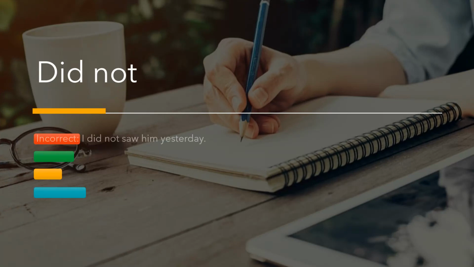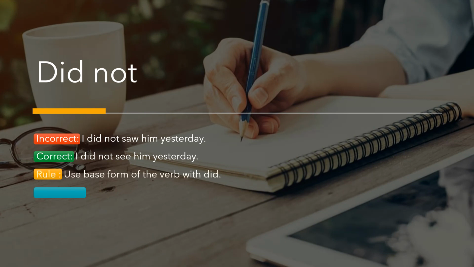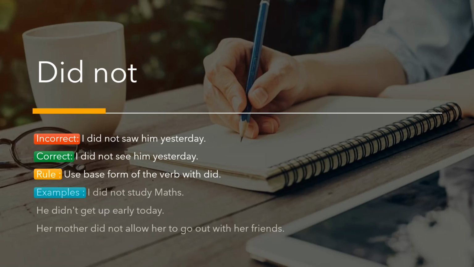Did not. I did not saw him yesterday. I did not see him yesterday. Use base form of the verb with did. Example, I did not study maths. He didn't get up early today. Her mother did not allow her to go out with her friends.